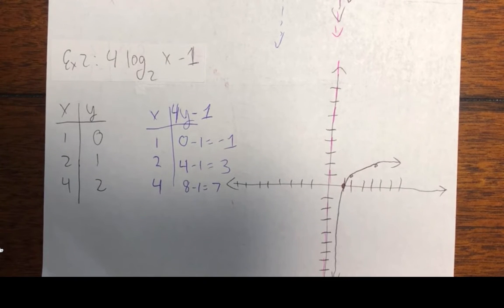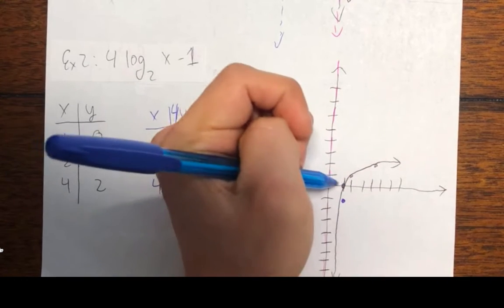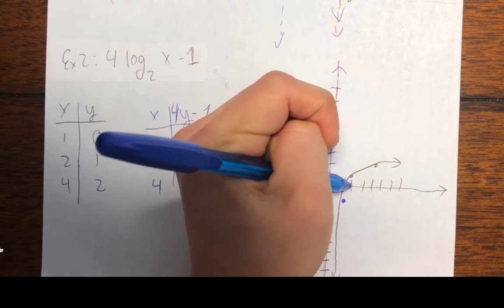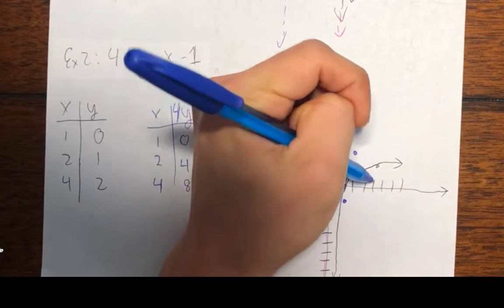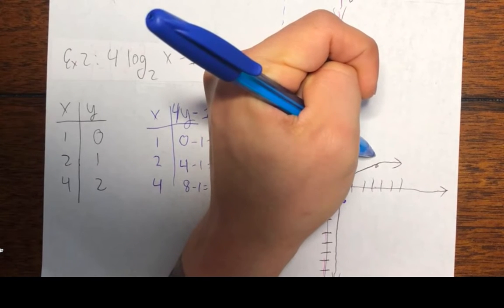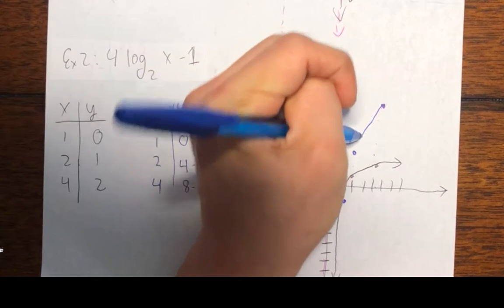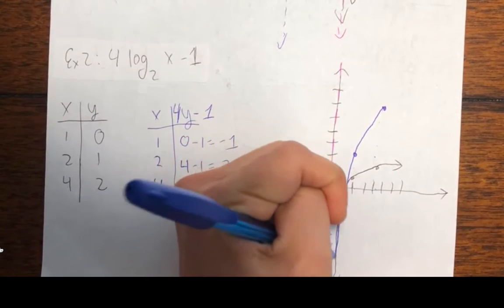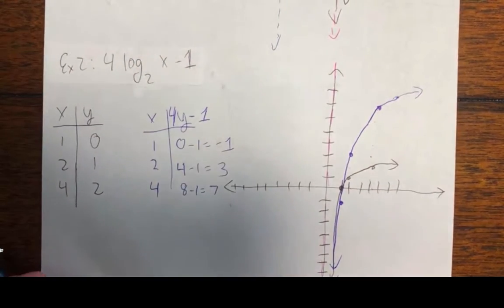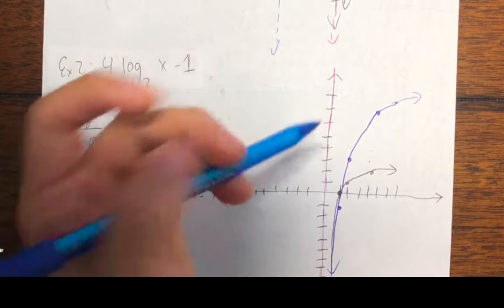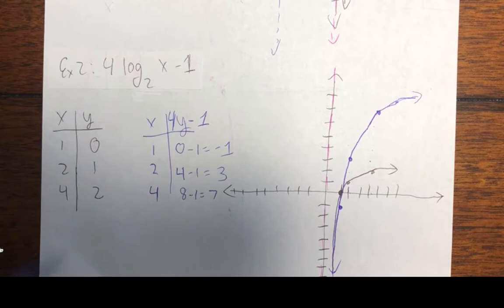So I'm going to go ahead and plot those 3 coordinates. So I have 1, down 1. 2, up 3. 1, 2, 3. 4, up 7. 1, 2, 3, 4, 5, 6, 7. All right? So I'm going to connect them. All right? So this would be my new graph. This would be the graph for 4 times log 2 of x minus 1.